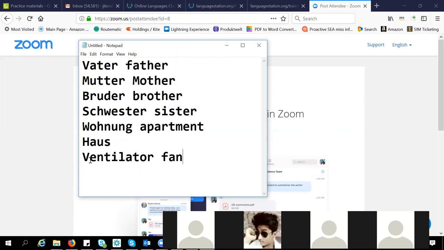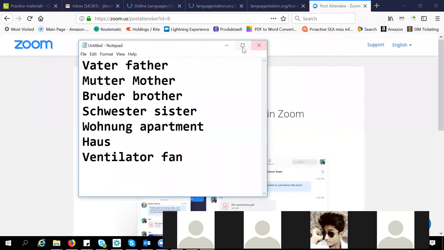Some people say Ventilator also. But that depends, like if you are in northern Germany, you know, Berlin, the capital, they say it one way. And if you move to south Germany, they say it differently. So they do pronounce the words differently in Germany itself. So what I'm doing, I'm writing the words and making you guys comfortable from the pronunciation point of view. Okay. So Vater, Mutter, Bruder, Schwester, Wohnung, Haus, Ventilator.